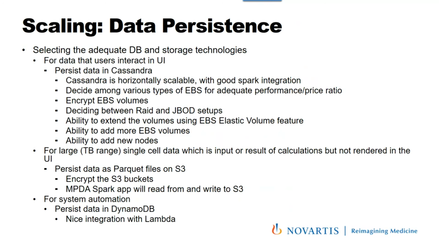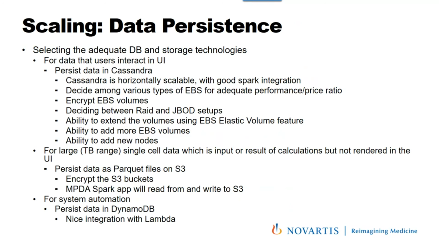So the next step is for large terabyte single cell data that is not rendered in the UI. This data persists on S3 in the form of a Parquet file. This is not rendered within the UI, as I said. It's using Apache Spark to run compute. All right. For system automation, data persists in DynamoDB, which works really well with Lambda. All right, so those are the three steps.